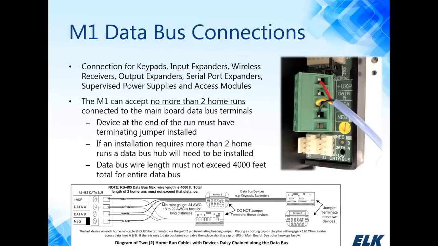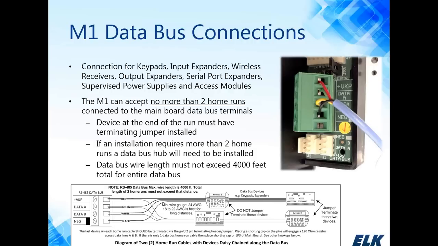And the last connection on the M1 is the M1 RS485 data bus. Now, it is a true RS485 data bus. It communicates at 38,400 baud rate. And it's important to make sure that the proper wiring of the data bus is followed and proper termination of the data bus. And we're going to go through some data bus examples.